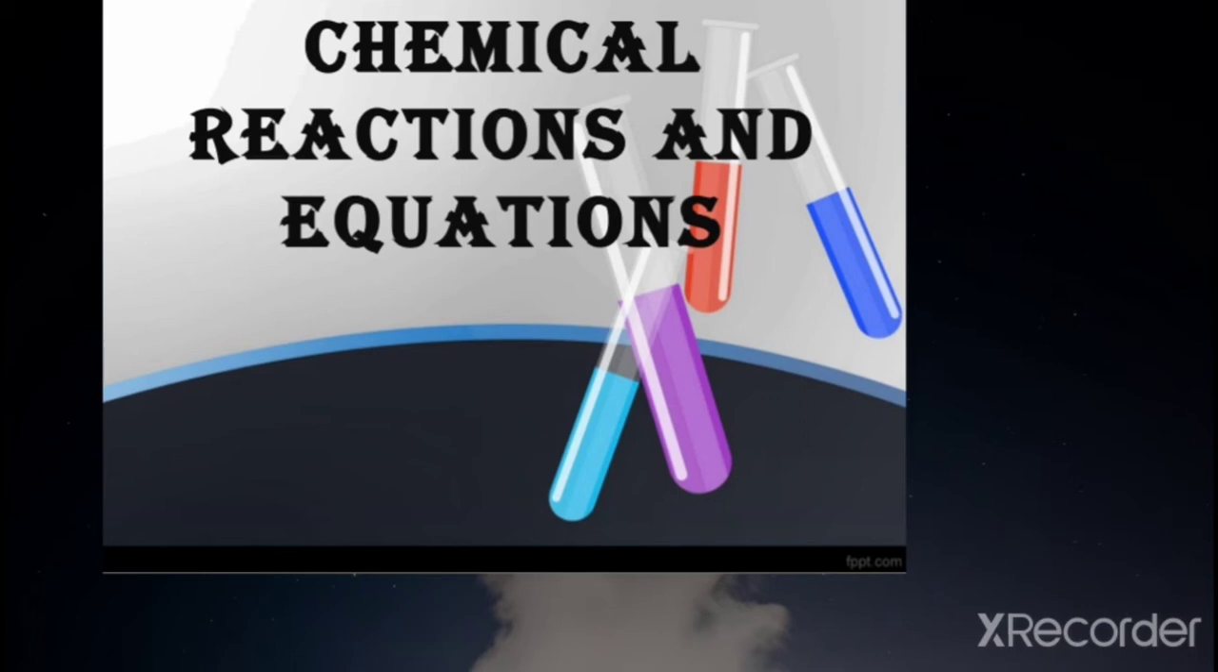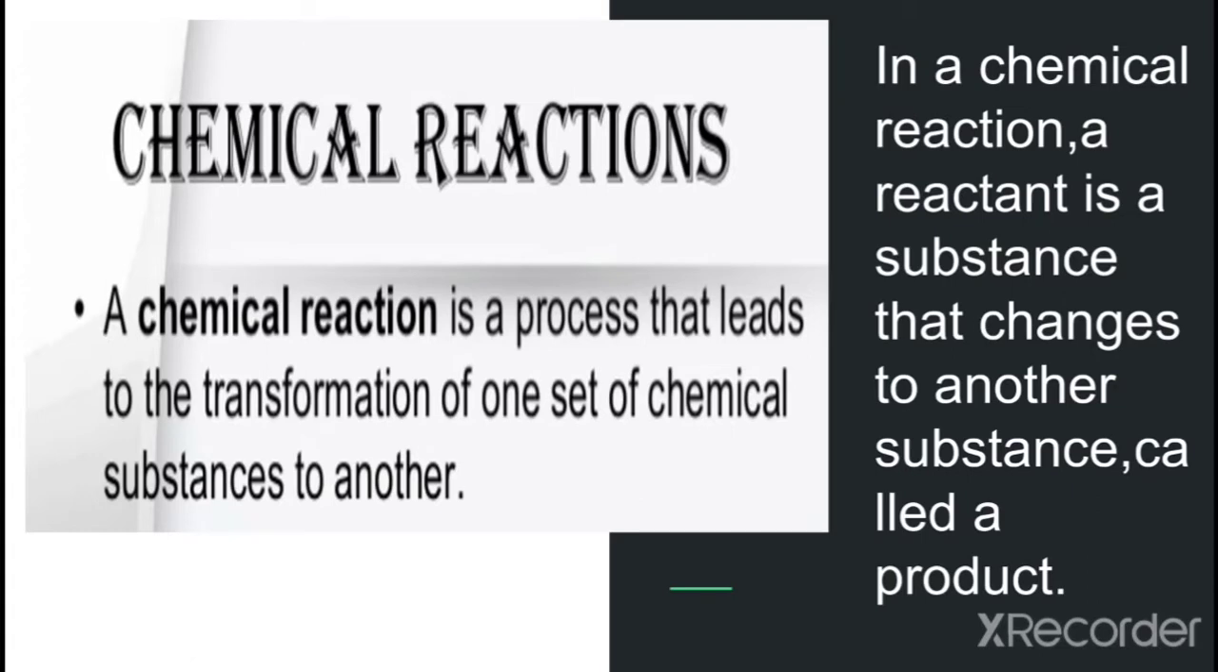A reaction in which two or more different substances combine to form a single substance. For example, in our textbook page number 42, when coal burns in oxygen, it forms carbon dioxide. Coal means carbon. When carbon burns in oxygen, it forms carbon dioxide. So two different substances, carbon and oxygen, combine to form a single new substance.